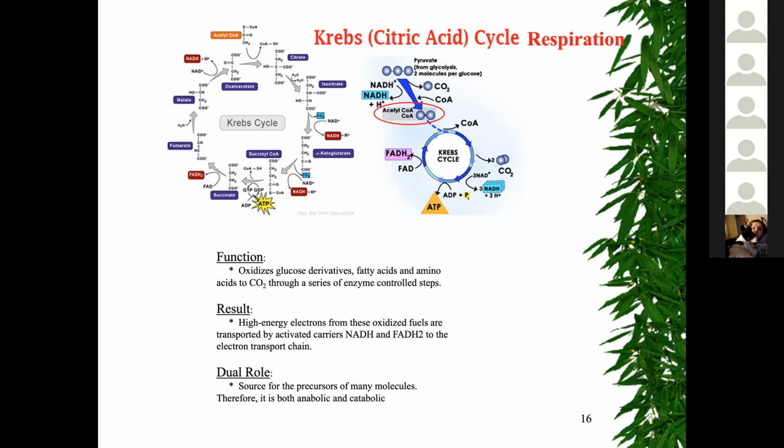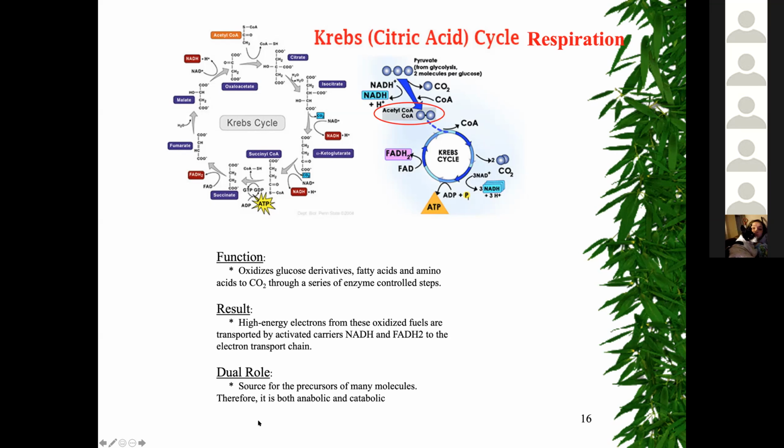So the sources for the Krebs cycle can be almost any kind of food: carbohydrate, fatty acid, fat, or protein. And the result of the Krebs cycle turning is that high energy electrons from these oxidized fuels are transported by activated carriers, NADH and FADH, to the electron transport chain. And you remember what the electron transport chain does. It goes in this stepwise downhill direction. And at every step, there's a redox reaction and a release of energy.